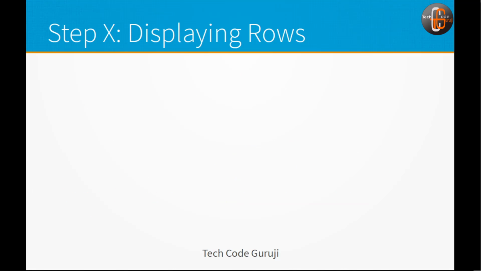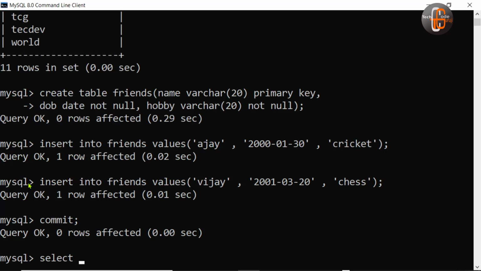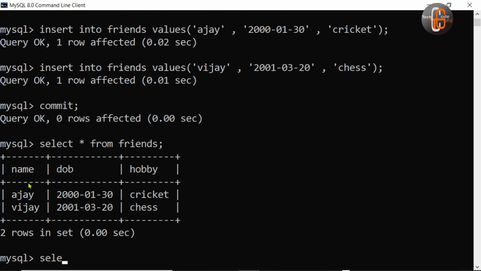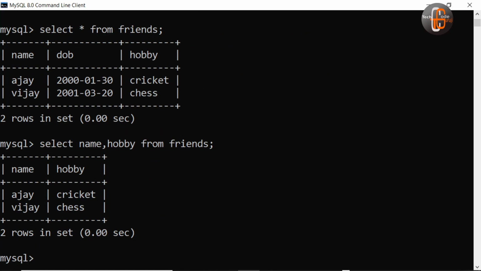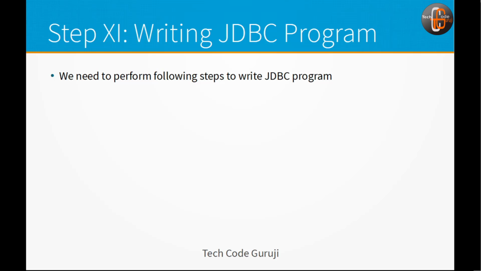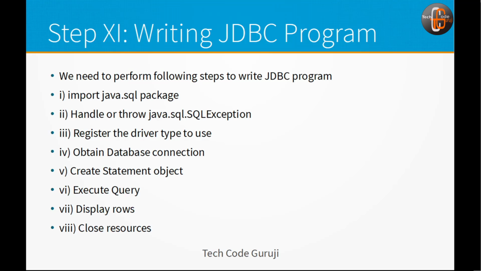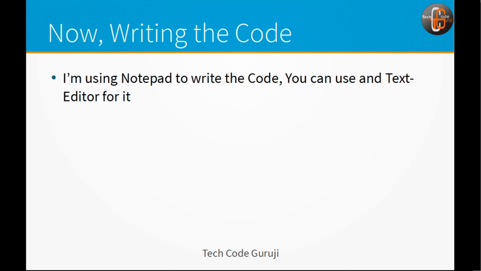Now to display rows, select star from friends, or we can specify columns that we like to display, like name and hobby. Only name and hobby get displayed here. Now time to write the JDBC program. We need to perform the following steps to write a JDBC program. Now I'm writing the code.